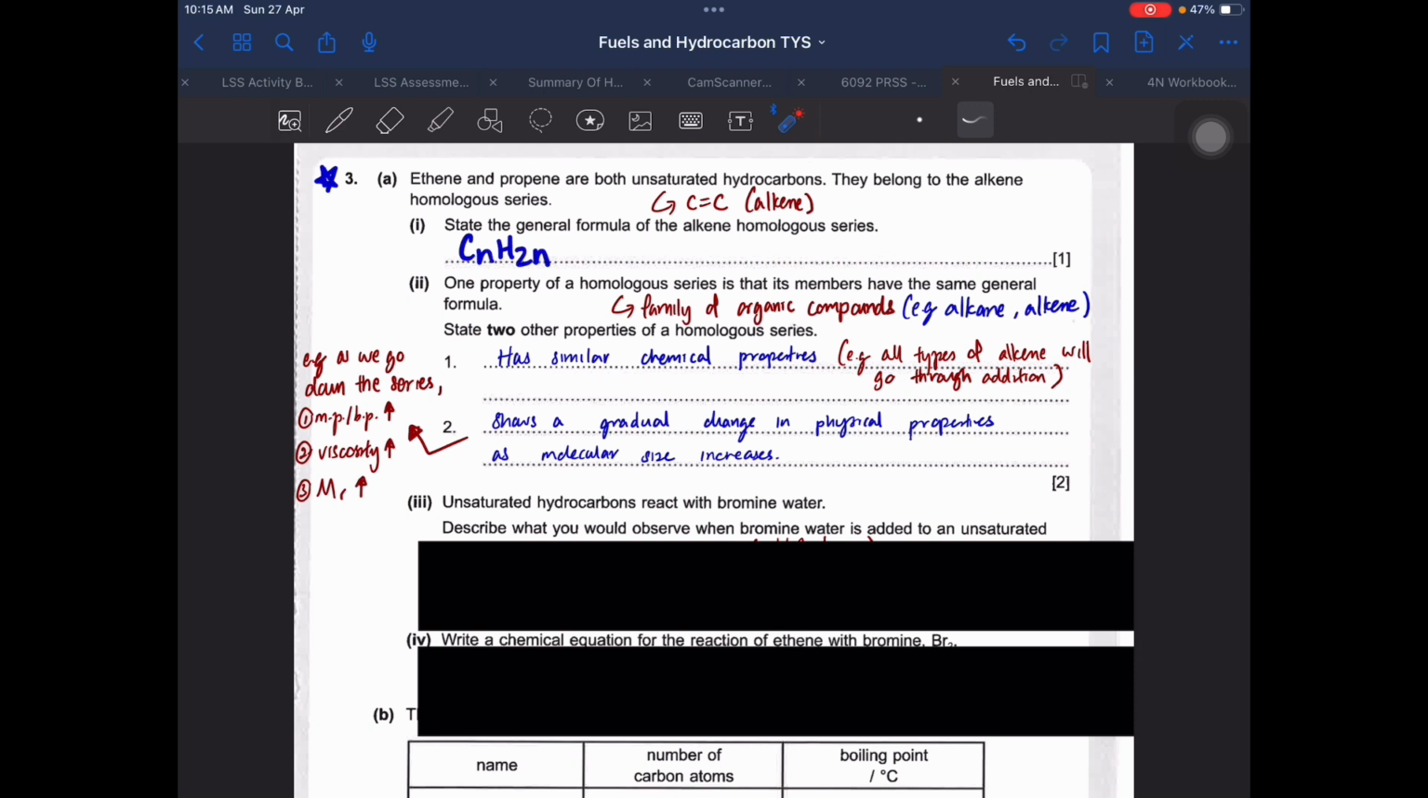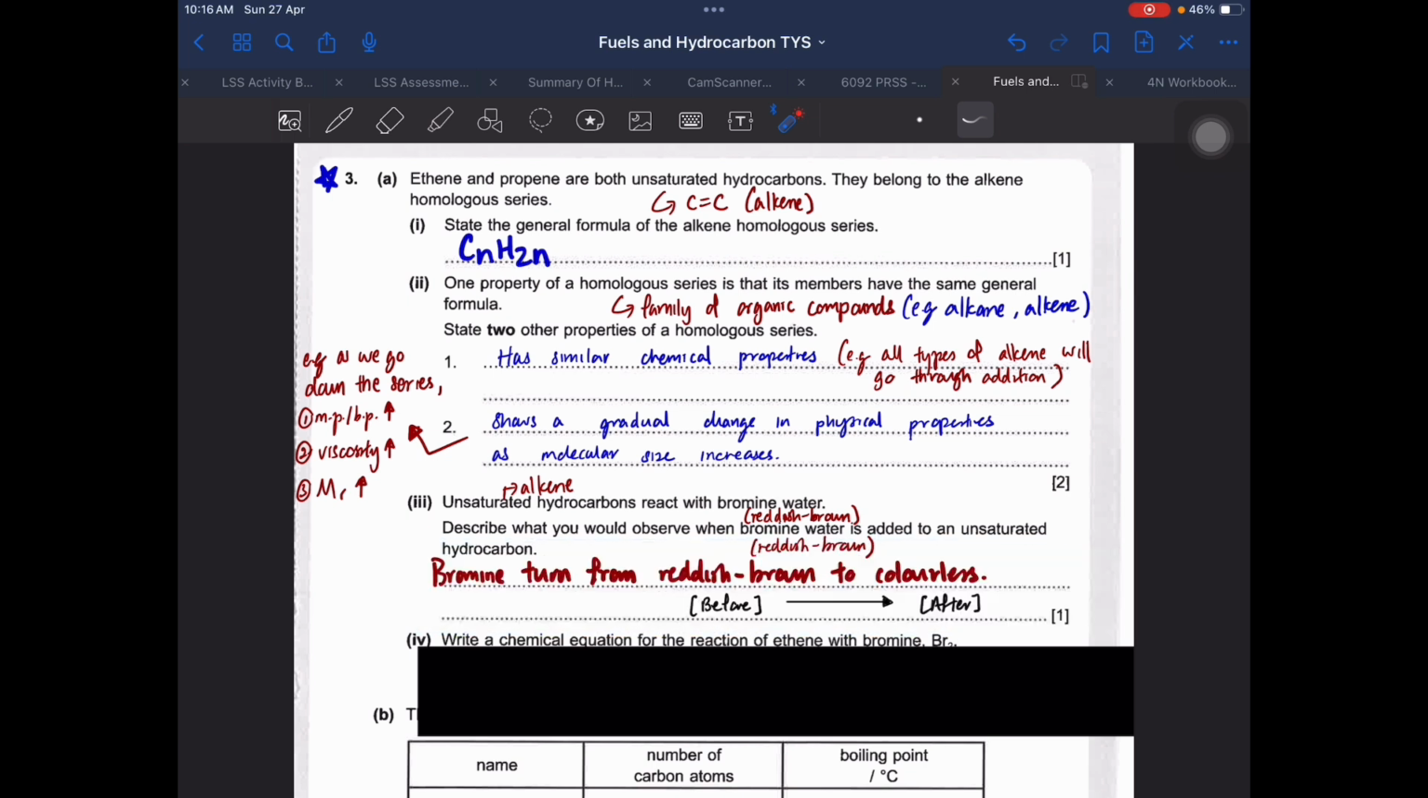Next, the question is asking, what will happen if we react bromine water with the unsaturated hydrocarbons? Unsaturated hydrocarbons means alkenes, and we went through this just now. We know that bromine water is actually reddish brown. So if the reaction between alkene and bromine water happens, the reddish brown bromine water will become colorless. This is what we call decolorization. So we say that bromine turned from reddish brown to colorless.